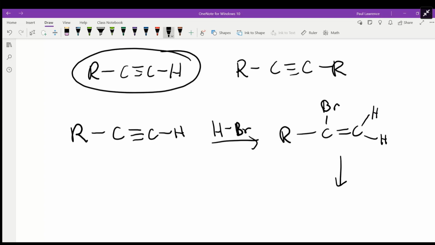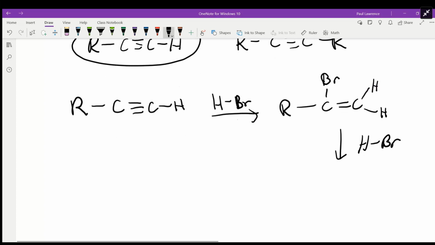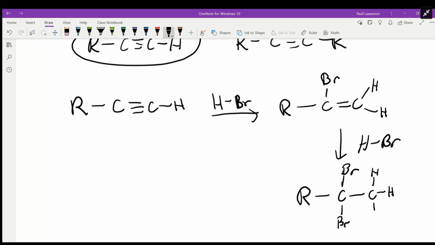And then if we do it again with another equivalent of HBr, we're going to add another one to the same carbon to which the first bromine went, like this. And then we will also add another hydrogen to the same carbon that the previous hydrogen went to, like that. So we can do this mechanistically, like so.